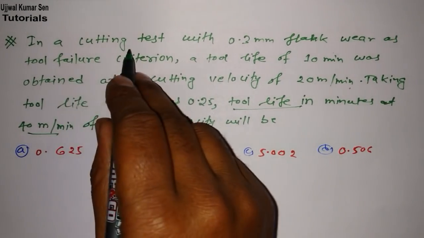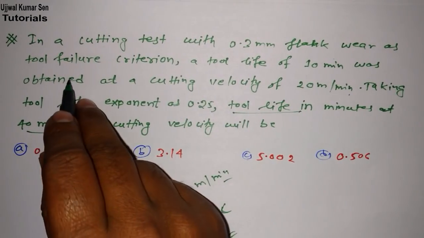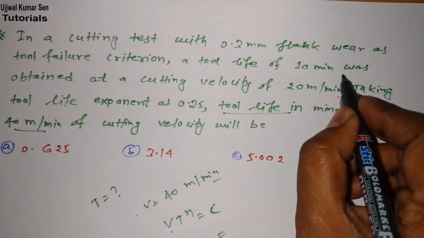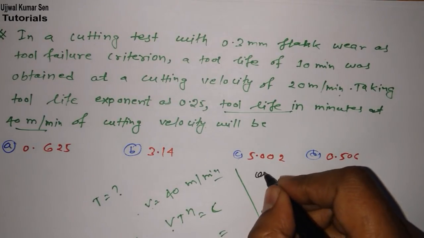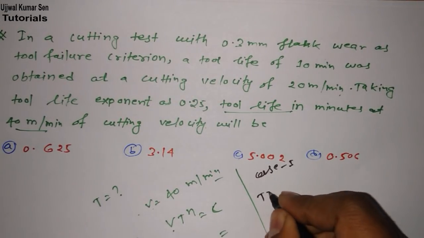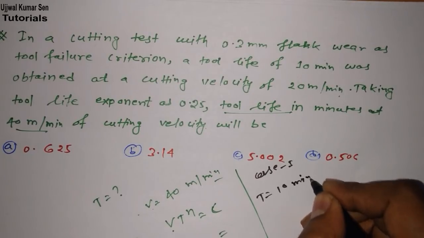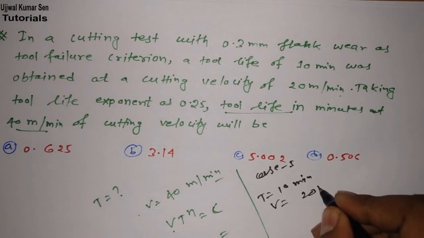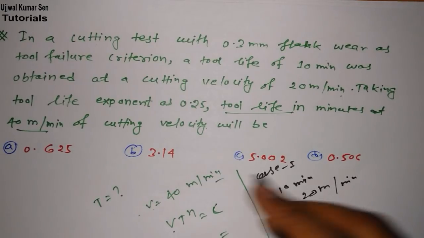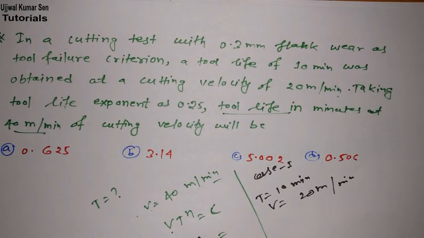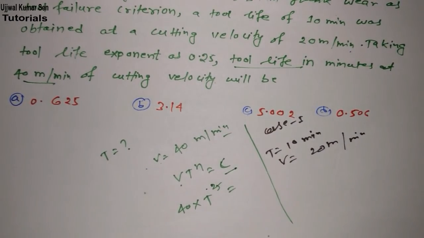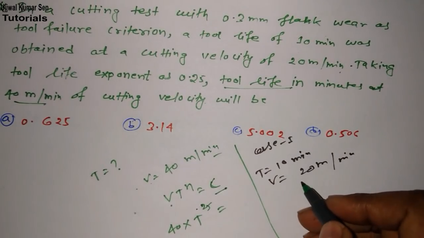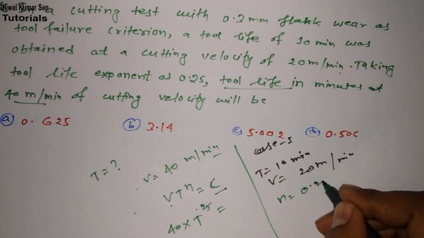Now, in a cutting test, flank wear, a tool life of 10 minutes was obtained at a cutting speed. So we have a case. Case 1: they have given T equal to 10 minutes, tool life, and cutting velocity is 20 meter per minute. Taking tool life exponent, we found 0.25. Now what we require is C only. If we can find C, then we can solve the question. So we have the option n equal to 0.25 also.